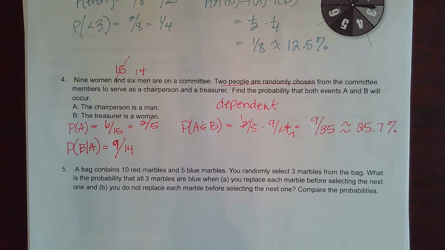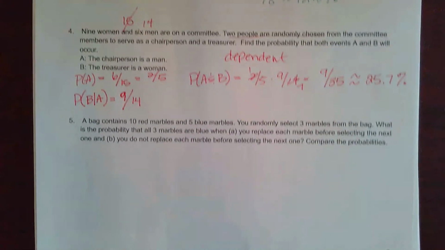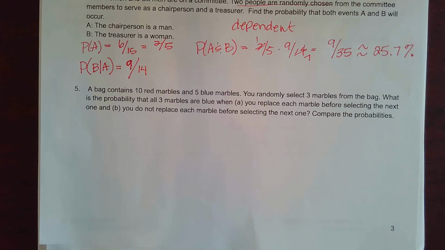A bag contains 10 red marbles, 5 blue marbles. You select 3 marbles from a bag. What is the probability that all 3 marbles are blue if you A, replace each marble before selecting the next one, or B, do not replace each marble before selecting the next one? Compare the probabilities. All right, so what they're getting at here is independent versus dependent.